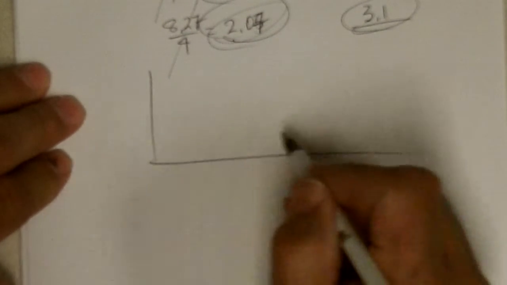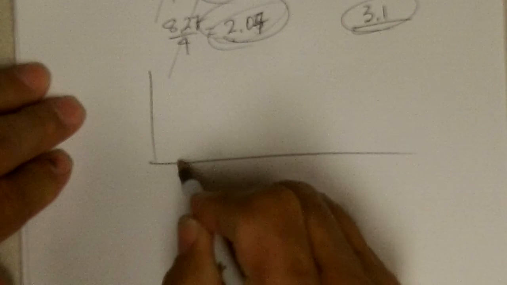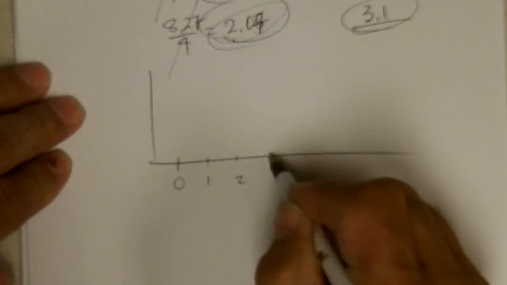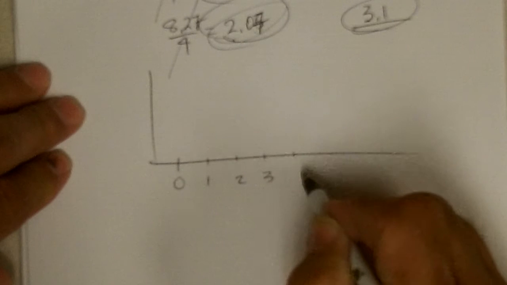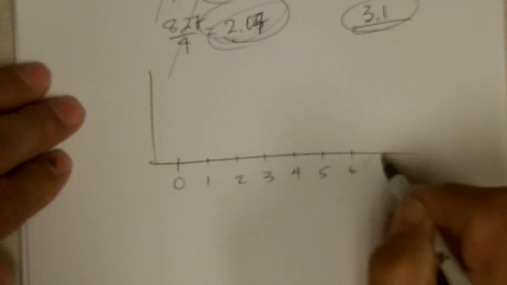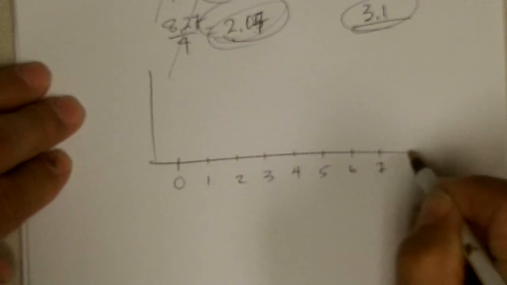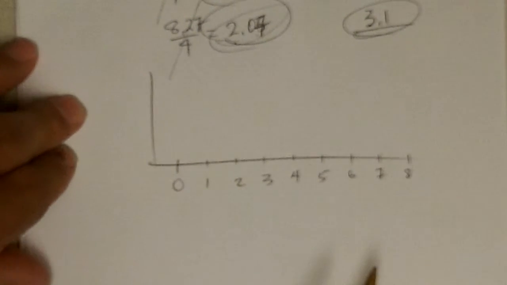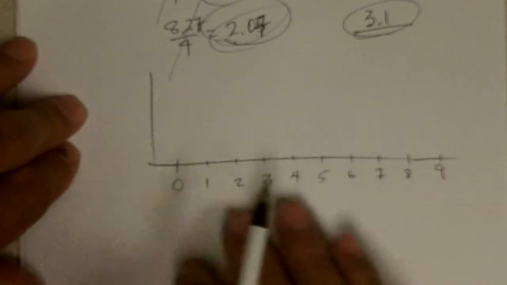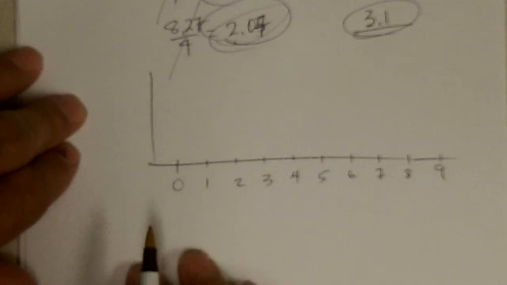So I'm going to have to slide this up, so we have 0, 1, 2, 3, 4, 5, 6, 7, 8, and 9. First thing you want to do is make a scale that's nice and even. Doesn't matter what the vertical scale is.